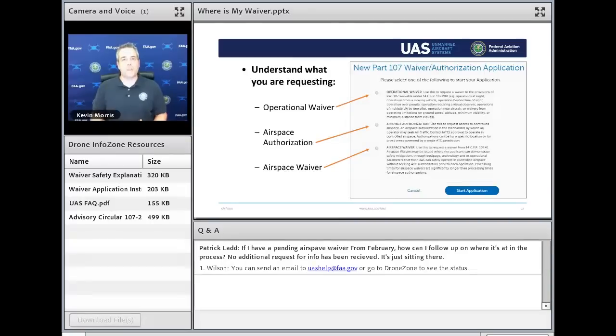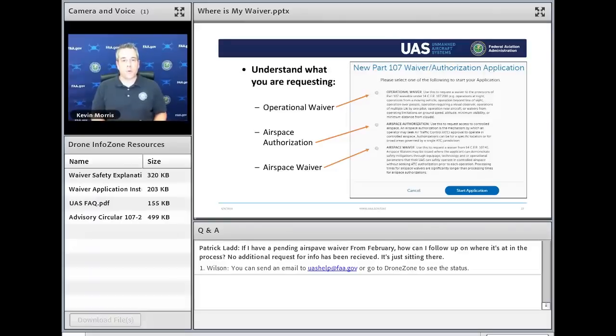When you move beyond that and you've read the documents and the guidance, you're ready to start the waiver application process. And the first window you're going to get to is the one you're looking at on the screen right now. You need to understand what you are requesting because it's very, very important for the process, especially if you're confusing things like authorization and waiver or airspace waiver. It will slow down, delay, and probably frustrate you.